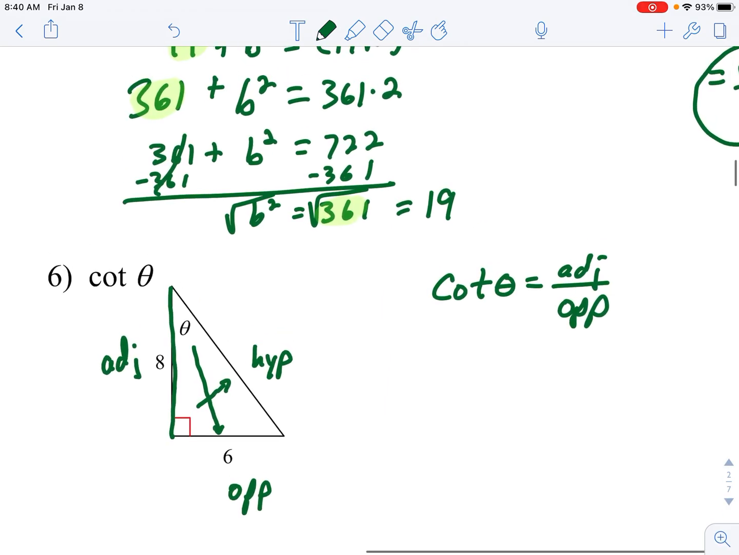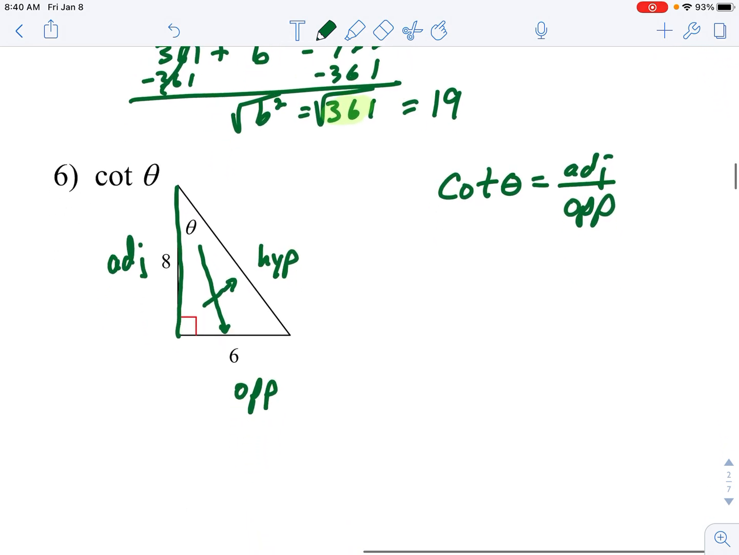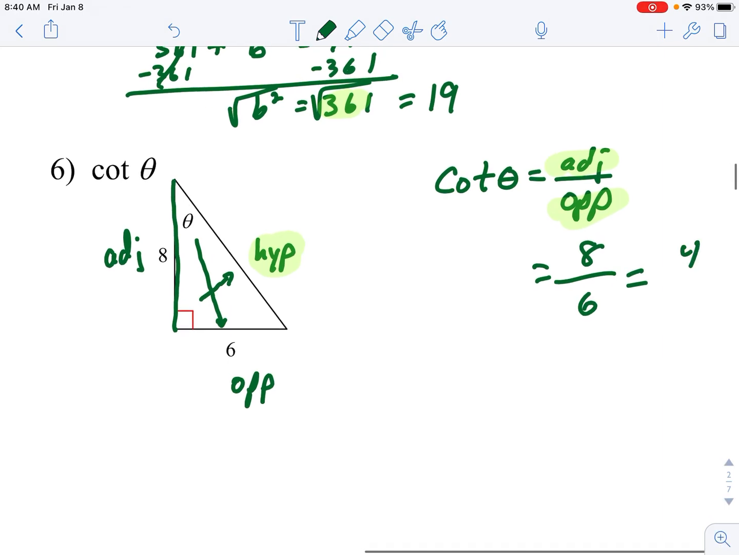Now, in the last two problems, I had to do the Pythagorean theorem to find the missing side. In this problem, I don't care what the hypotenuse is because it's not part of the answer. Cotangent is adjacent over opposite. That's 8 over 6. You can reduce 8 over 6. Sure, 8 over 6 reduces to 4 over 3, and that's the answer.